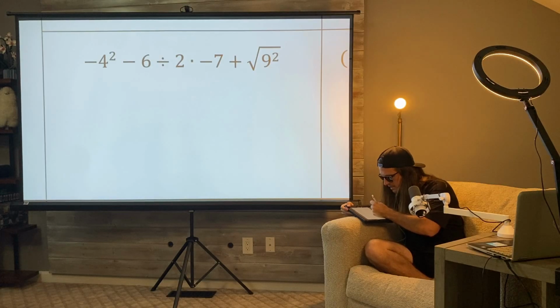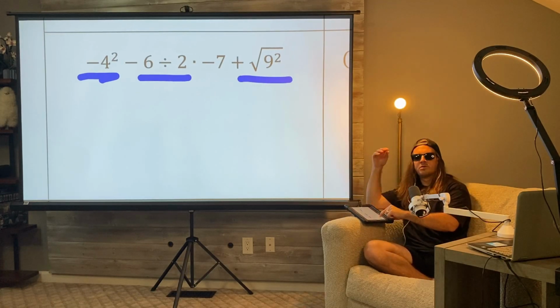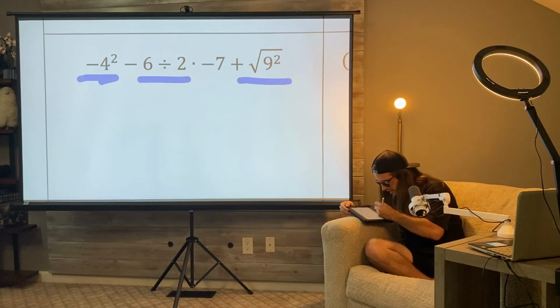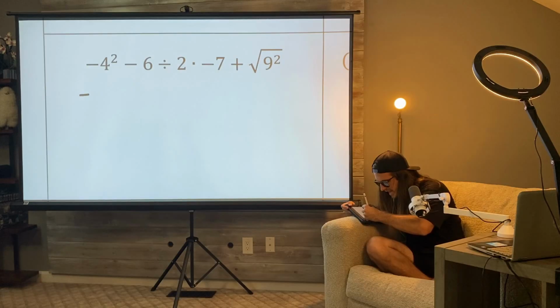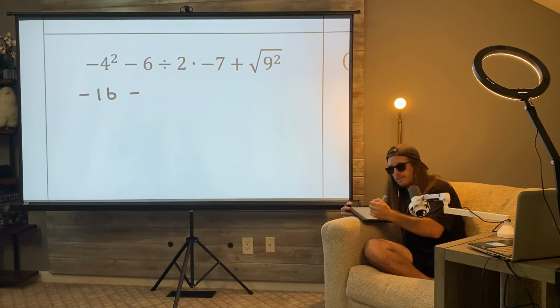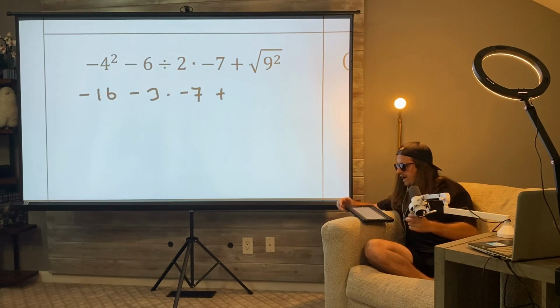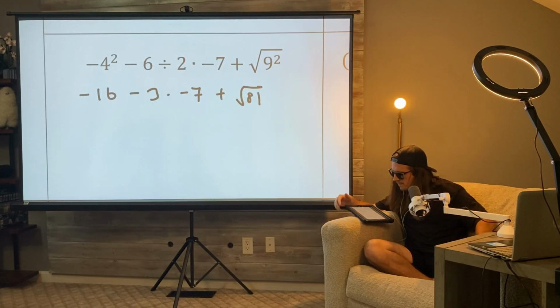Up front, we have a -4 squared. I can do that. I can also do 6 divided by 2, and I can also take care of the square root of 9 squared. I'm going to do all 3 of those things in the first step. -4 squared, notice how there's not parentheses here, so it's going to be -16. 6 divided by 2 is 3. I will need to multiply that by -7 plus, all right, 9 squared is 81, so this is going to be square root of 81.